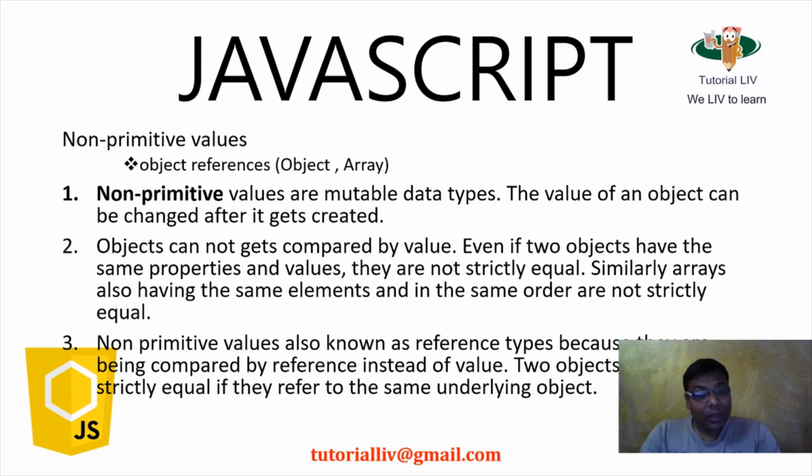However, we cannot compare them by their value. We cannot compare either an object or an array by its value. We'll see by example in a couple of minutes. Also, we know it as a reference type data type, because we can compare it by its reference, not by its value. So let's jump into the practical session to see why it cannot be compared by its value, why we call it a reference type value, and why we call it a mutable data type.